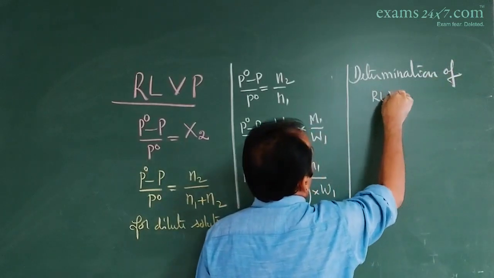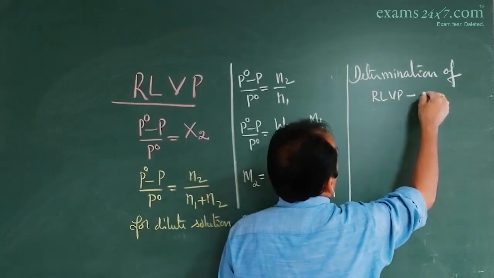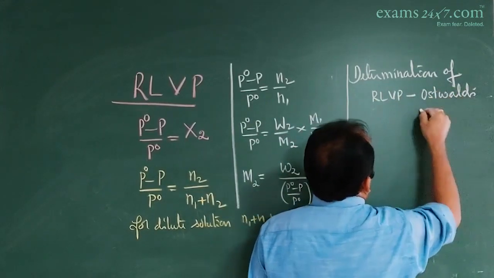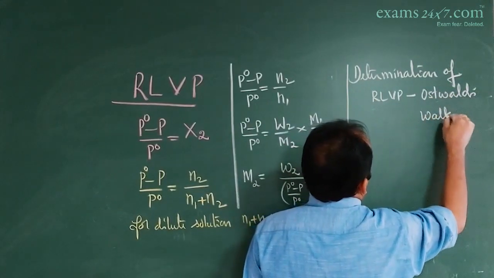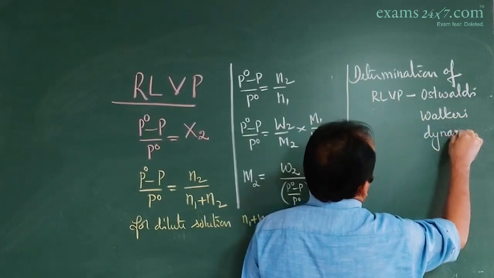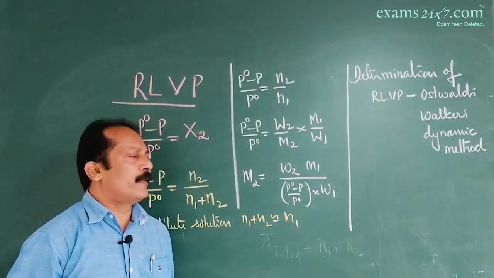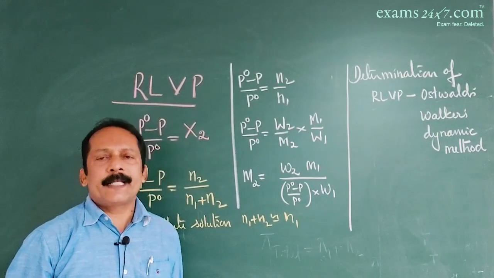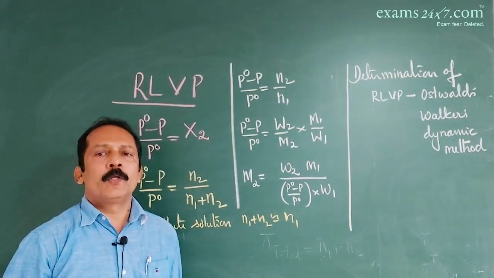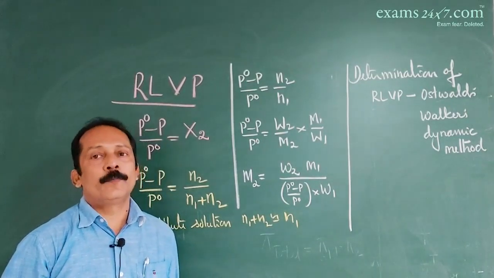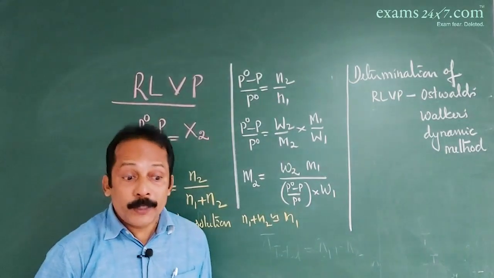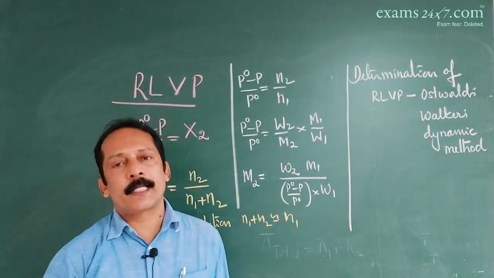Determination of relative lowering of vapor pressure by Oswald-Walker's dynamic method. In this method, there is a series of solution bulb and solvent bulb connected to an absorption unit. The absorption unit contains anhydrous calcium chloride.